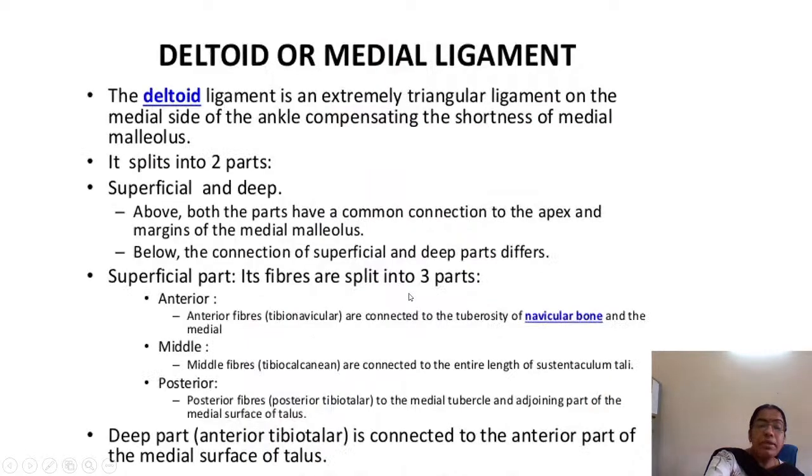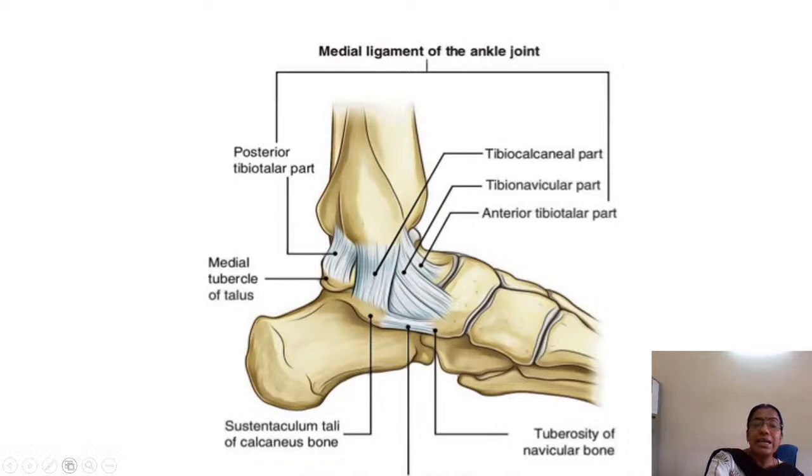The intermediate part or the middle fibers are connected to the sustentaculum tali of the calcaneum. So this is the sustentaculum tali of the calcaneal bone. The intermediate part of the deltoid ligament extends from the medial malleolus to the calcaneum, that is the sustentaculum tali of the calcaneal bone. Next, the posterior part extends from the medial malleolus to the tubercle of the talus.